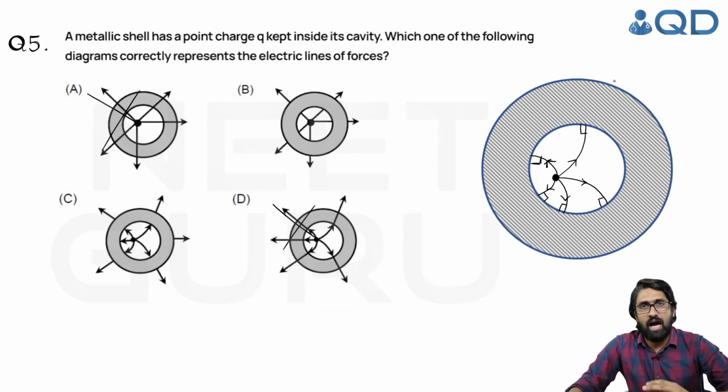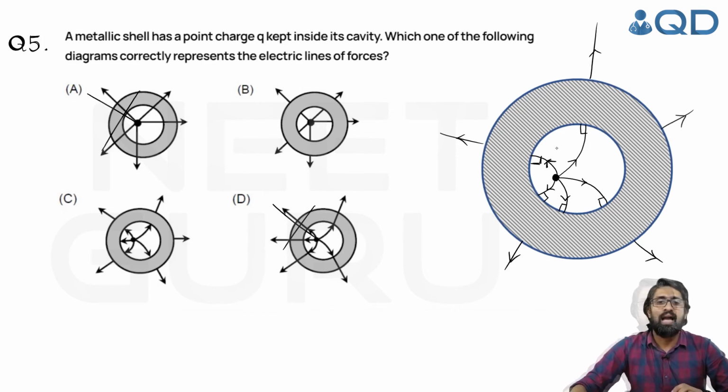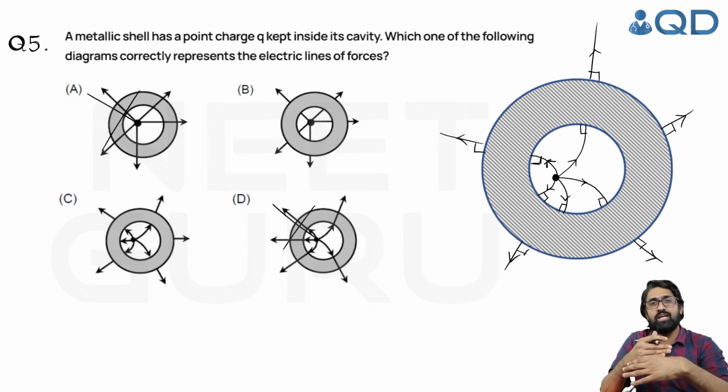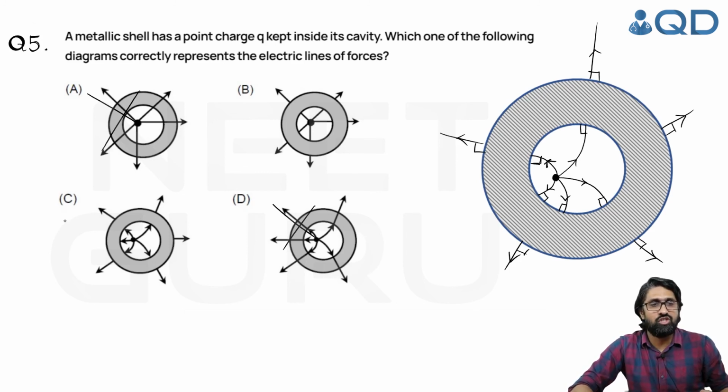Now, even at the outer surface, electric field lines would emerge, making a 90-degree angle with the outer surface, and these are all perpendicular. A tangent drawn at the surface where the electric field is emerging would be exactly at 90 degrees with the electric field line. That's how we can understand it in another perspective. So we have option C, which matches exactly with the figure that we have obtained. So the correct option is option C. That is how we solve it.